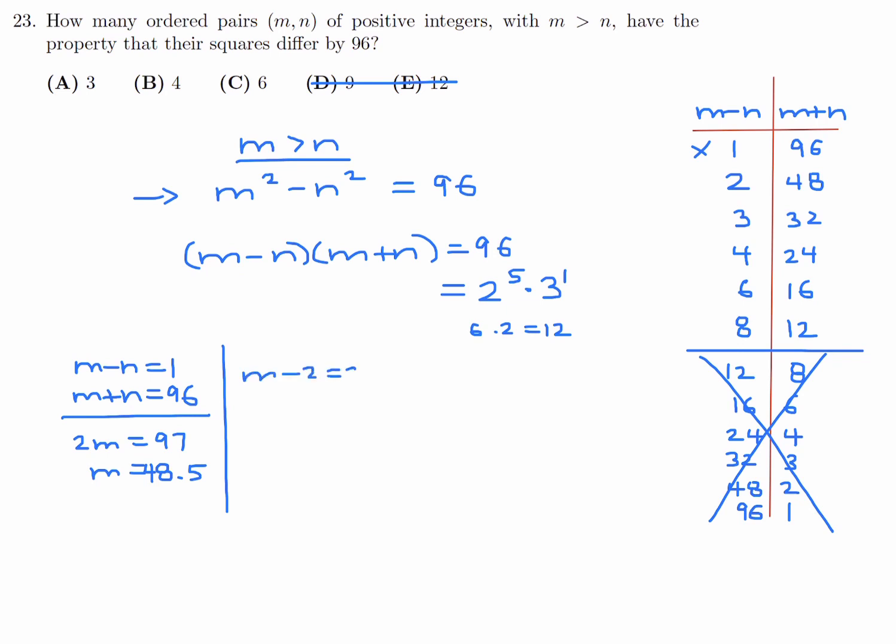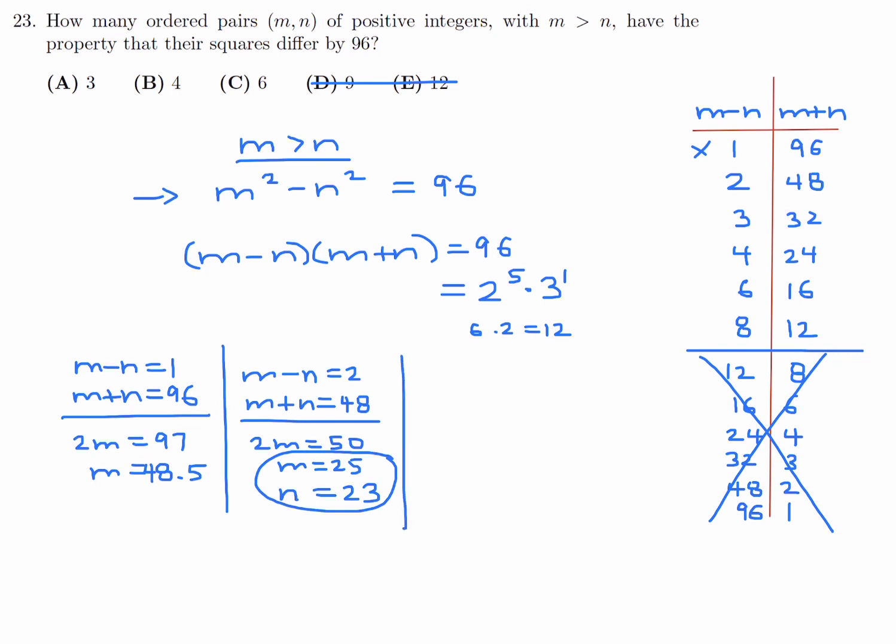M minus n is 2, m plus n is equal to 48. So adding this very quickly, you get 2m is equal to 50, and therefore m is equal to 25. Well, m is indeed an integer this time, so very quickly we can get n by substituting back in any of these. And if we do, we get n is equal to 23. So there we go. We've got one integer solution. Let's keep going here. So this is great. This gives us an integer solution.